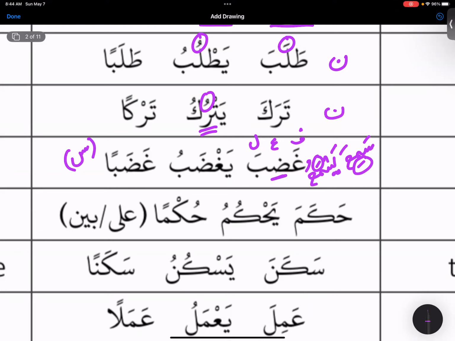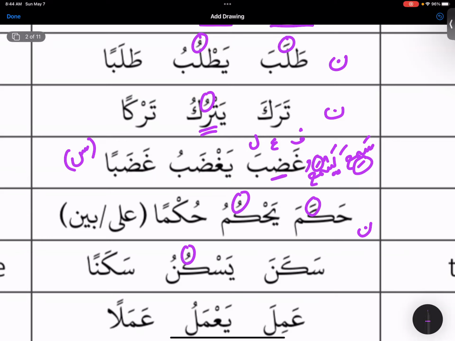Now, next one. Hakama yahkumu. What bab? Nasara. The middle root letter is kaf, and it is taking dhamma. So this is Bab Nasara. Sakana yaskunu. Same, again Bab Nasara.